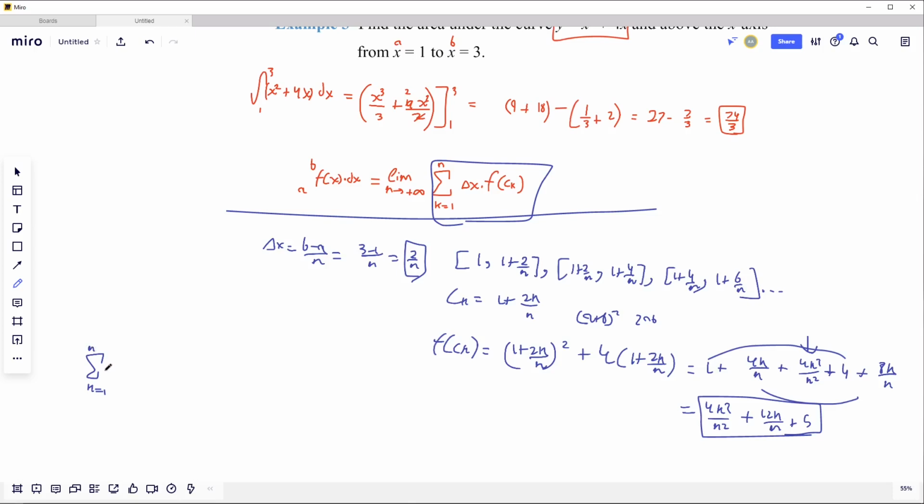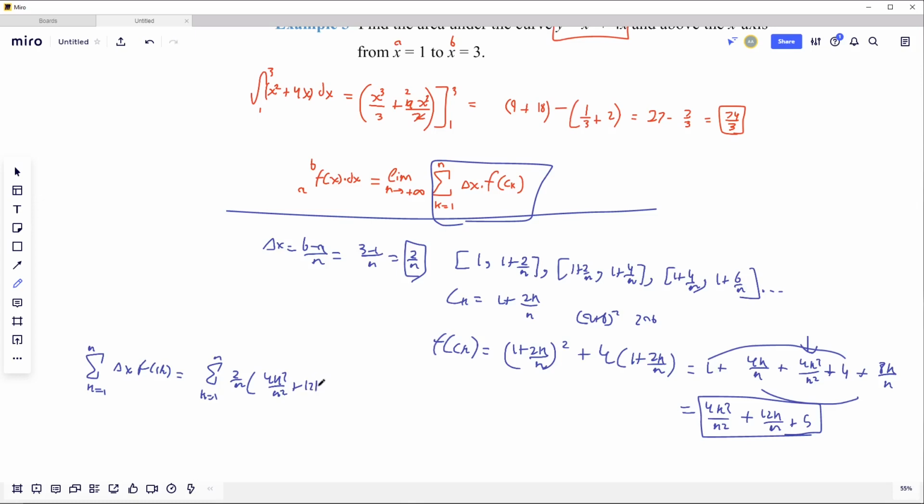I'm just immediately going with summation k equals 1 to n of delta x f of ck. Immediately I'm just saying this value. I'm segmenting the equation. This value is, and then I can continue with the other one. So, to save time, I'm going to try doing this quickly. Summation from k equals 1 till n, and then delta x is 2 over n, into this, which is 4k squared over n squared, plus 12k.